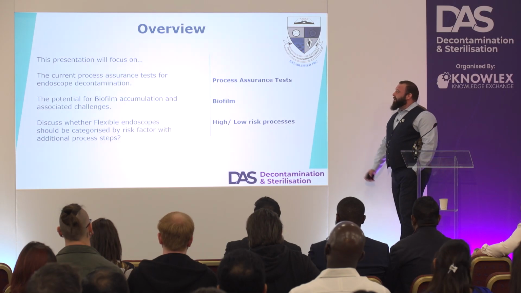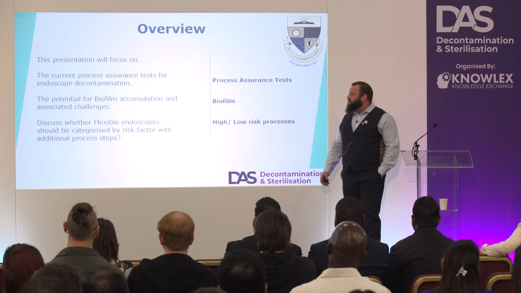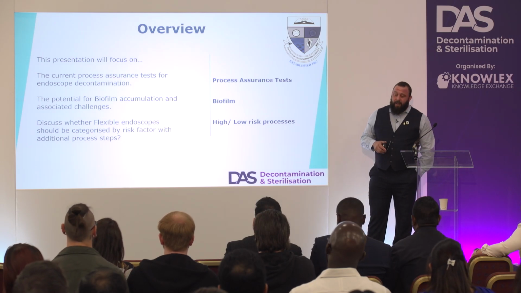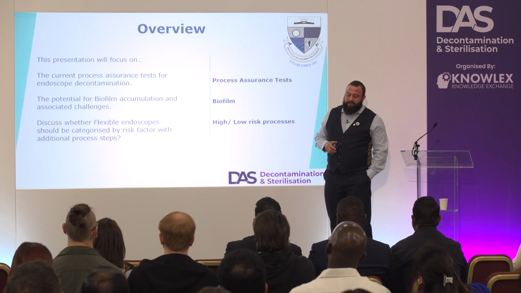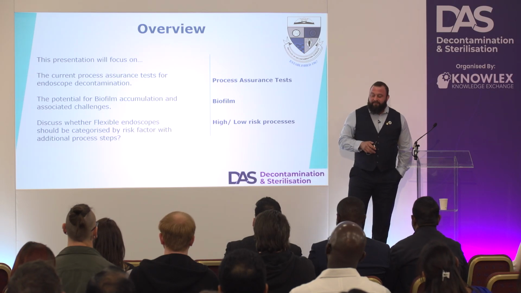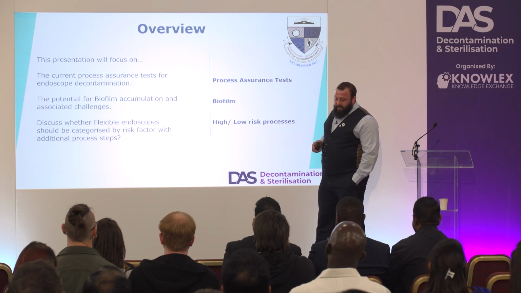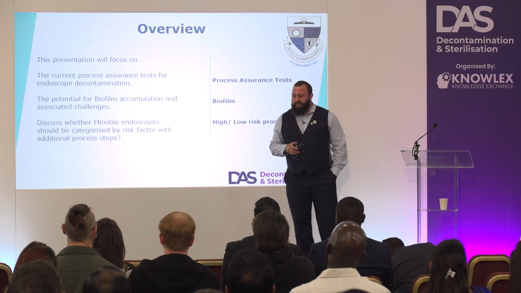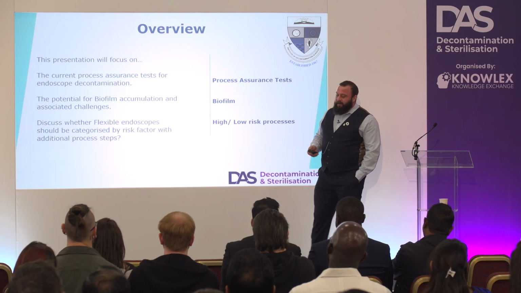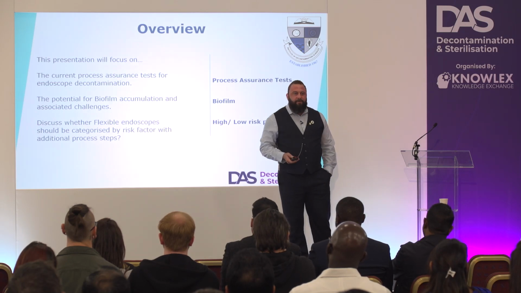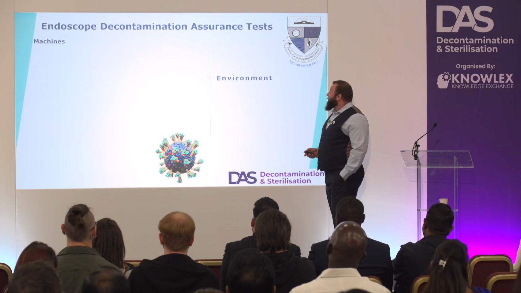Today the presentation will focus on the current process assurance tests for endoscope decontamination, the potential for biofilm accumulation and associated challenges, and we'll discuss whether flexible endoscopes should be categorised by the risk factor with additional process steps. So for that, we're going to look at process assurance tests, biofilm, and low or high risk processes. The first one is the endoscope decontamination assurance test.